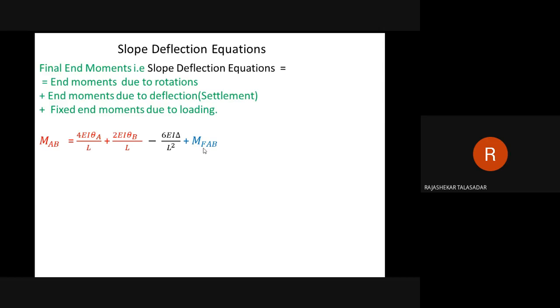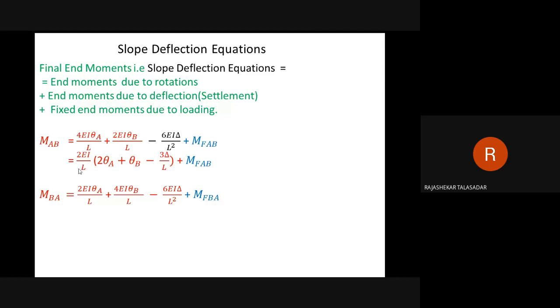So let me call it MFAB, the fixed end moment. See, this fixed end moment goes on changing with respect to loading. We'll see this afterwards, how to calculate the fixed end moments. So if you simplify this, if you take out 2 EI by L, 2 EI by L into 2 will become 4 EI by L, so theta A. 2 EI by L out, it is theta B. Minus, if you take 2 EI by L out, it will become 3 delta by L, plus MFAB. Similarly now, MBA, what is that?